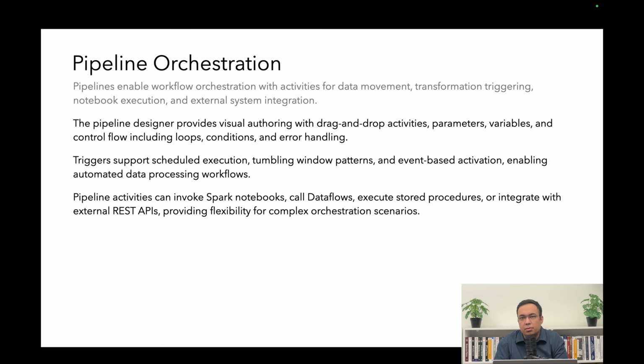You can define parameters that make your pipelines reusable. You can use variables for runtime state management. And you have control flow capabilities including loops, conditions, and error handling. For example, you might have a for each loop that iterates over a list of files, processing each one, or an if condition that checks whether a file exists before trying to process it, or try catch error handling that routes through a different logic path depending on whether an activity succeeds or fails.